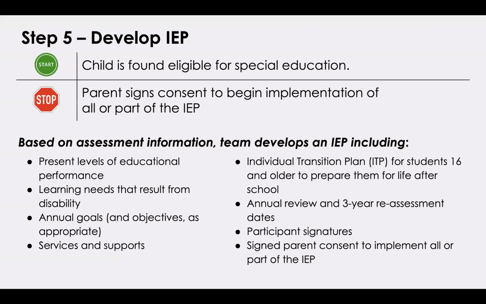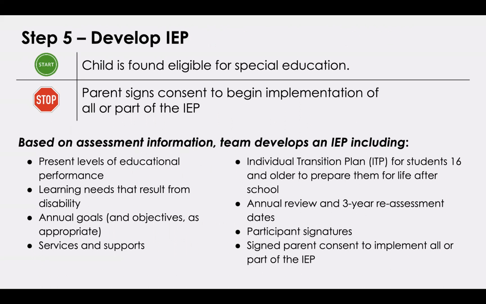Step 5 is developing the IEP. It starts when the child is found eligible for special education, and it's done when parents sign the consent to begin implementation of all or parts of the IEP that they agree to.